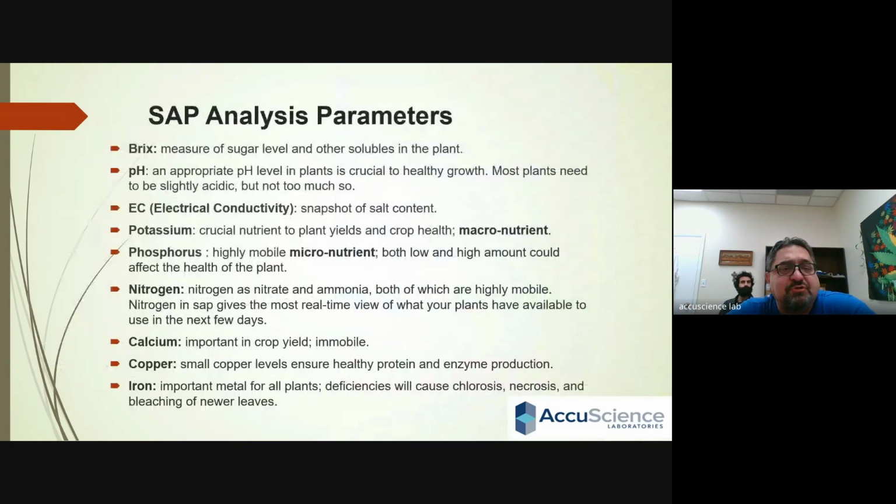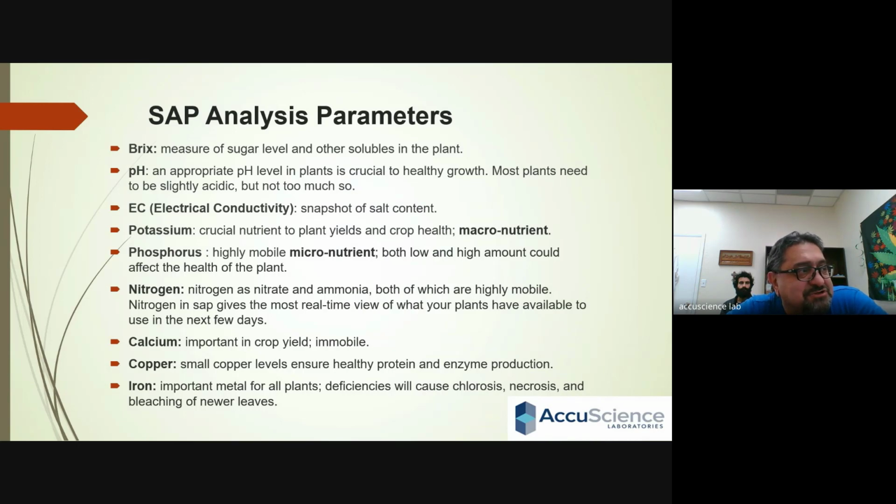Now, what are we testing when we do the SAP analysis? One of the first things that we test, and it has to be tested right away, is the Brix. It basically measures the sugar level and other solubles in the plant. The next thing is the pH. An appropriate pH level in the plant is crucial to healthy growth. Most plants need to be slightly acidic, but not too much.